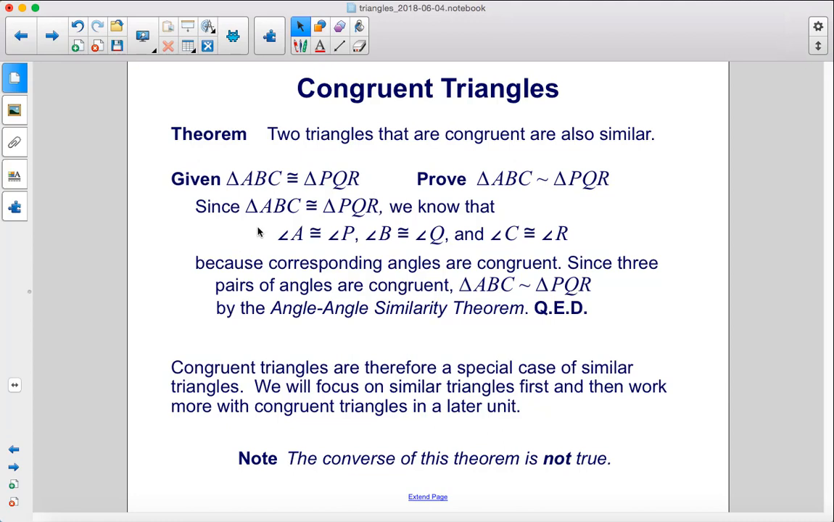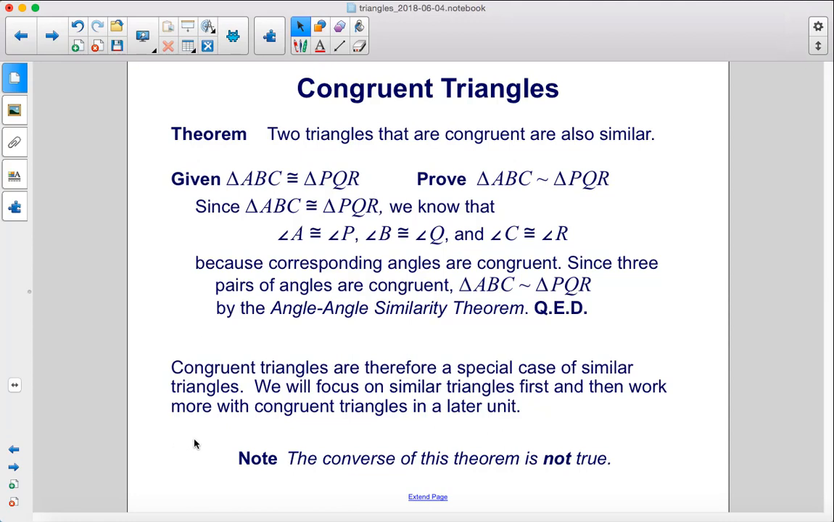Since triangle ABC is congruent to triangle PQR, we know that angle A is congruent to angle P, angle B is congruent to angle Q, and angle C is congruent to angle R, because corresponding angles are congruent. Since three pairs of angles are congruent, triangle ABC is similar to triangle PQR by the angle-angle similarity theorem, QED.